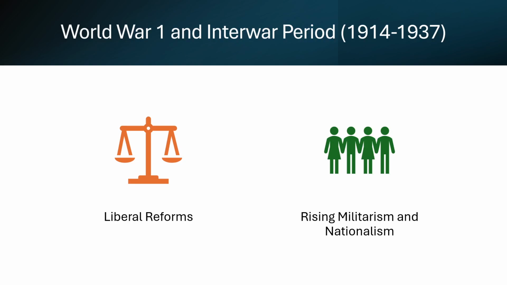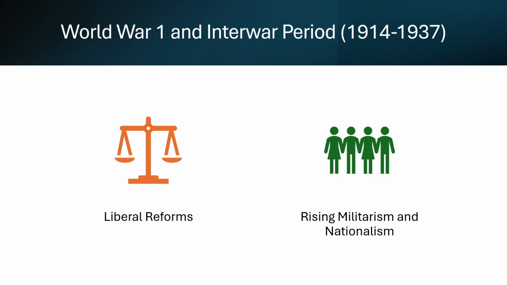World War I and Interwar Period, 1914 to 1937. During World War I, Japan joined the Allies and took German holdings in China and the Pacific. This bolstered its imperial ambitions and elevated its international status. However, the post-war period saw internal challenges. The Taisho democracy era brought limited liberal reforms and parliamentary growth.